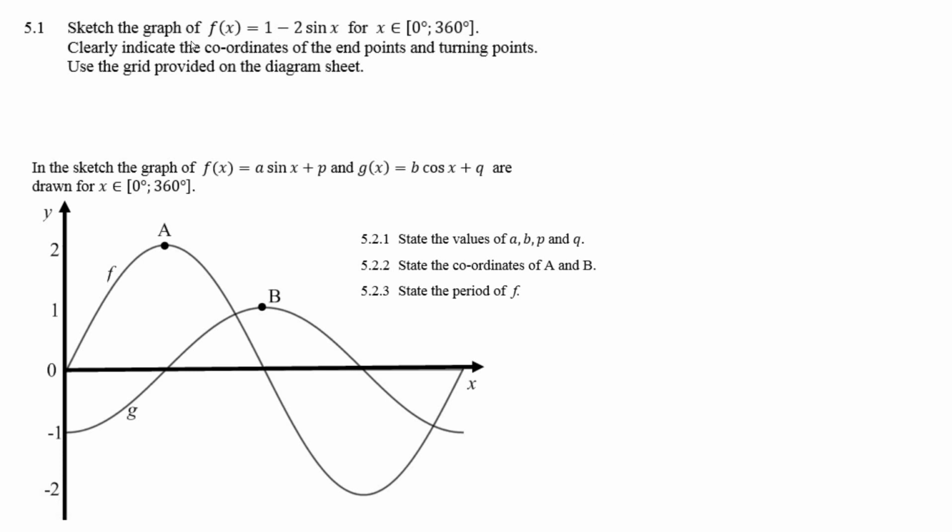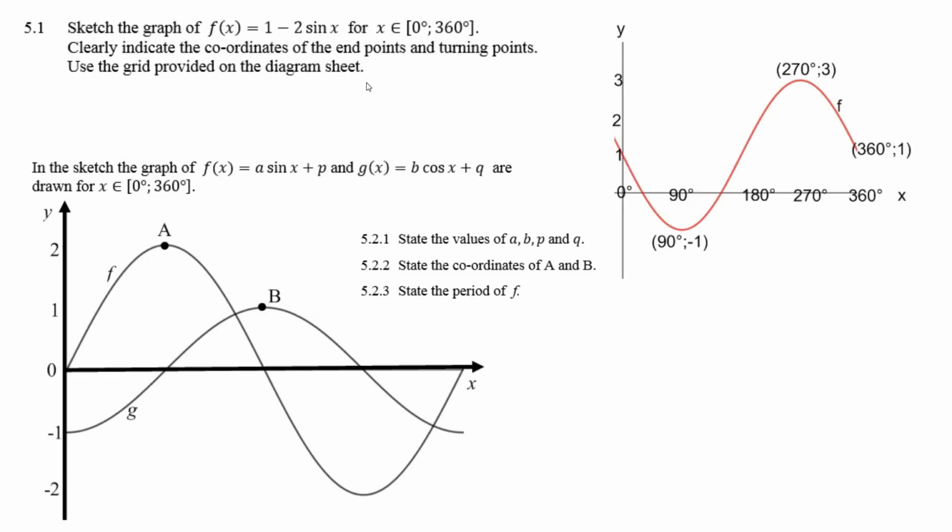We're supposed to sketch this graph here, 1 minus 2 sine x between 0 and 360 degrees. Well, it's got a negative here. It's got a negative here. That means it's the sine graph turned upside down, and it has an amplitude of 2. So if you know that part, and this is actually plus 1, so the whole sine graph will go up 1. It has an amplitude of 2, and it's turned upside down.